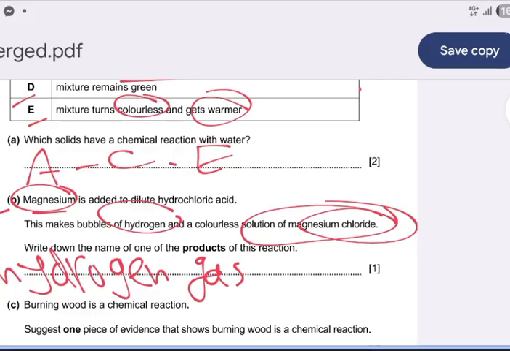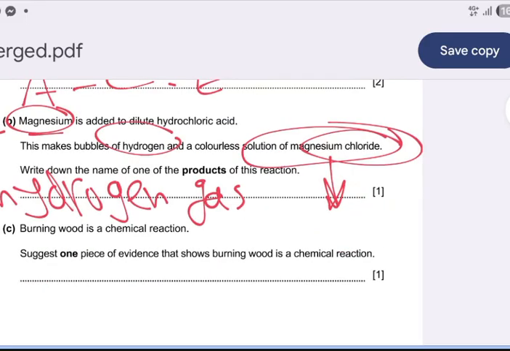So also you are going to write this here. Two things, they are the products for this chemical reaction: bubbles of hydrogen gas and colorless solution of magnesium chloride. Both of them are right. You are going to write it. It's super easy.